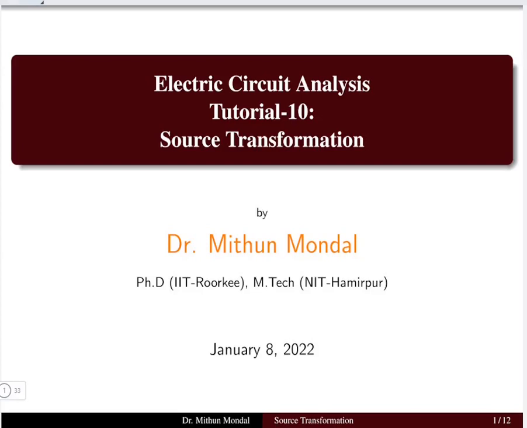So welcome to the next tutorial, which is on source transformation. This is the tenth tutorial and it is a very important one, because if you have a quite complex circuit, you will be able to solve the problem much more easily, as we are going to see.